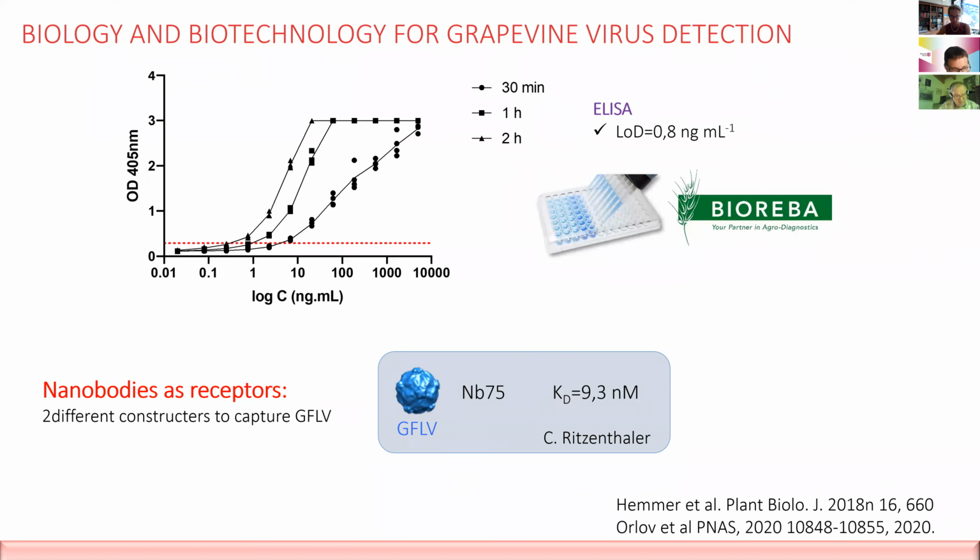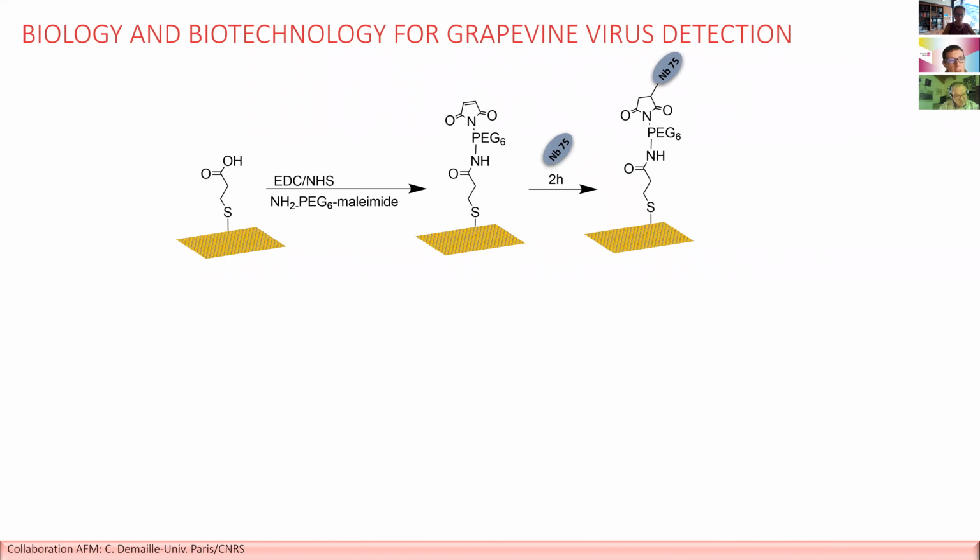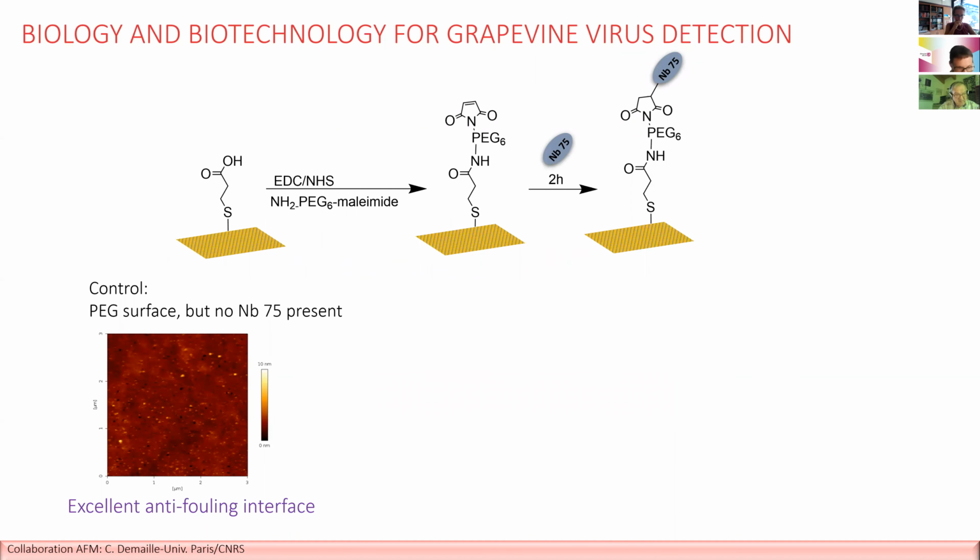So what did we try? This is a collaboration with my colleague Christophe Ritzenthaler in Strasbourg. He designed a nanobody receptor with a nanomolar KD value, which should interact specifically with the grapevine fanleaf virus. For this, we developed again an electrochemical sensing platform based on monoamide chemistry between the surface and the ligand. What's interesting is that these viruses are not pathogenic, so you can play around with them much more easily.